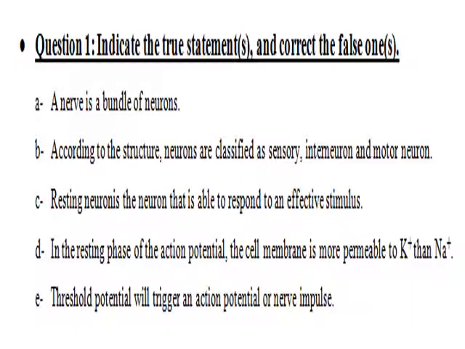Now we're going to move to the worksheet, the exam review worksheet. We're going to start solving this. Indicate the true statements and correct the false ones. A nerve is a bundle of neurons. Sure, this is true. According to the structure, neurons are classified as sensory, interneuron, and motor. This is not according to structure, this is according to function. Or if you want to say according to structure, neurons are classified as unipolar, bipolar, or multipolar.